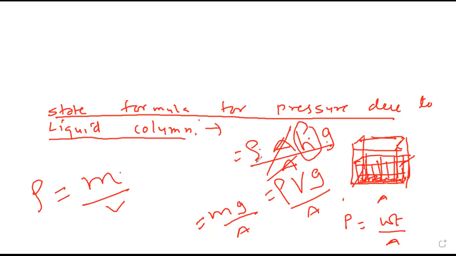Here what is H? Height from the free surface, that means from top. And what is rho? Density of liquid. And what is g? Acceleration due to gravity.